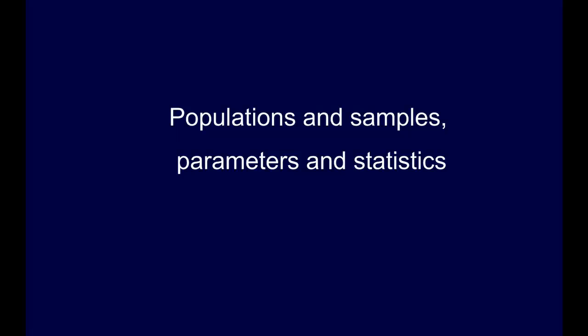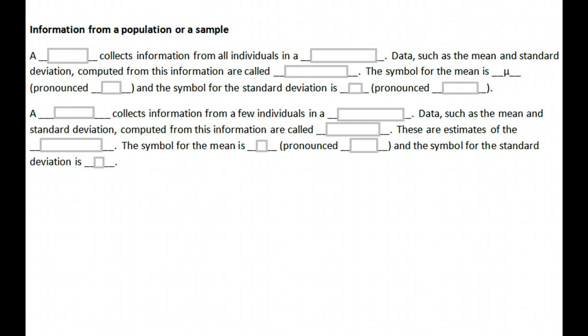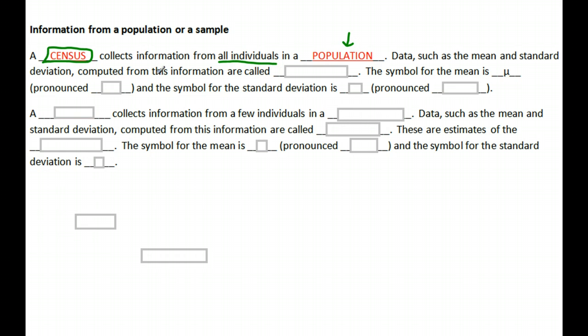Let's compare populations and samples, which in this case is also going to involve comparing parameters and statistics. If you pull out the paragraph where you can follow along here, a census collects information from all individuals in a population. And usually when we think of census, we think of the government when they ask every single person in the country to fill out some information on a certain date. And that is one form of census. The population of interest there is the United States, and the census collects information from all individuals in that population.